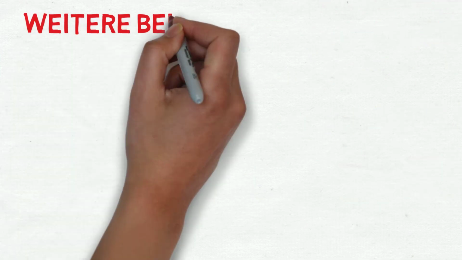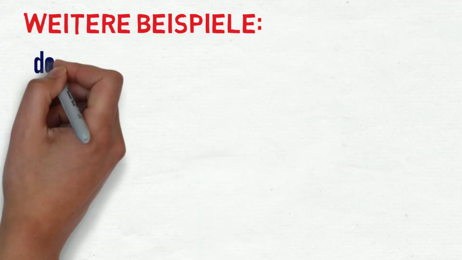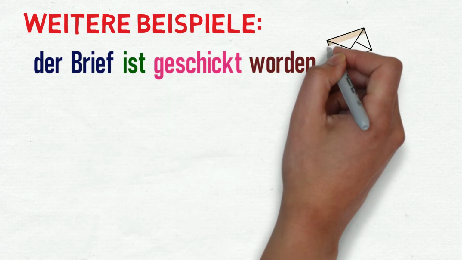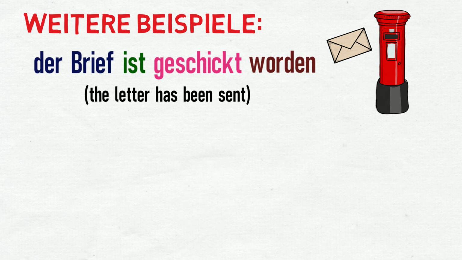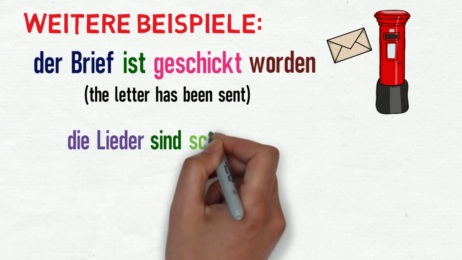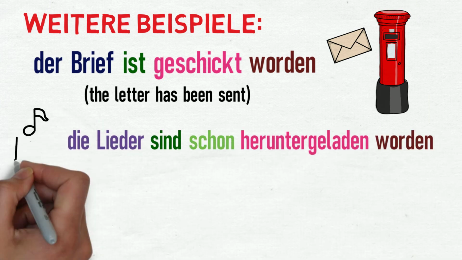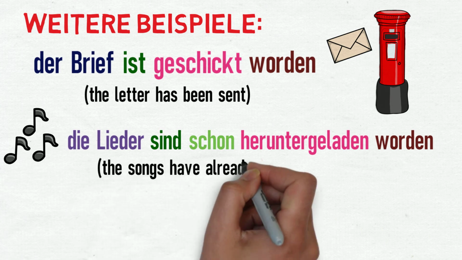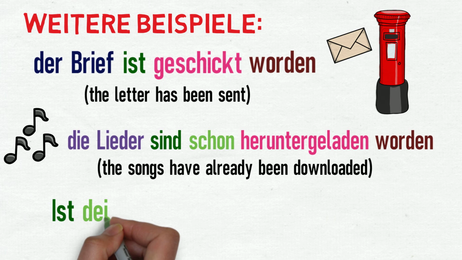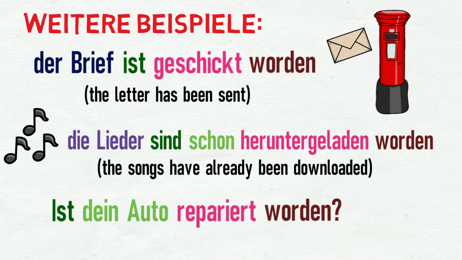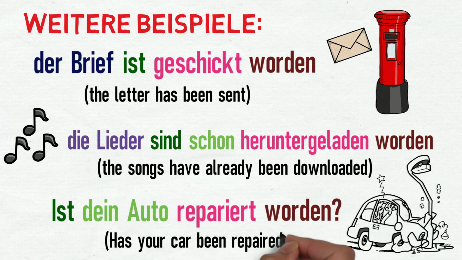Let's have a look at some other examples. Der Brief ist geschickt worden. The letter has been sent. Die Lieder sind schon heruntergeladen worden. The songs have already been downloaded. Ist dein Auto repariert worden? Has your car been repaired?